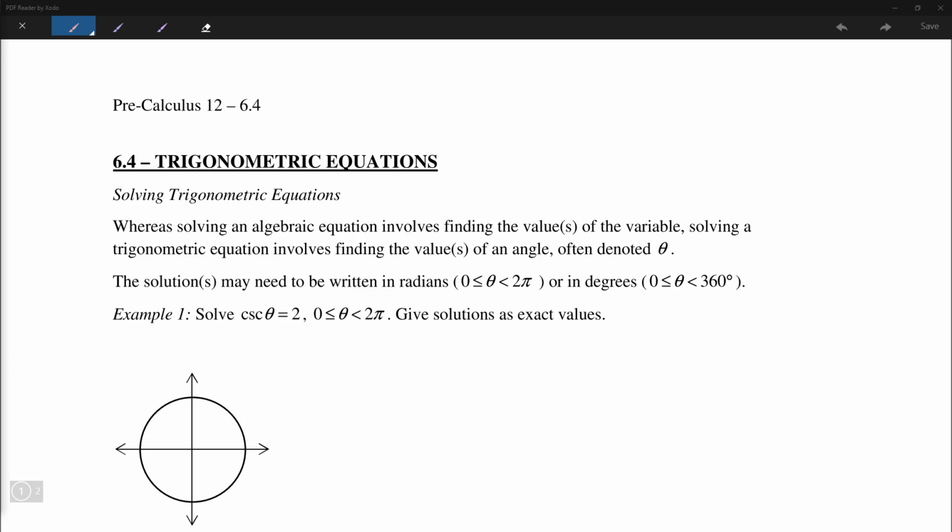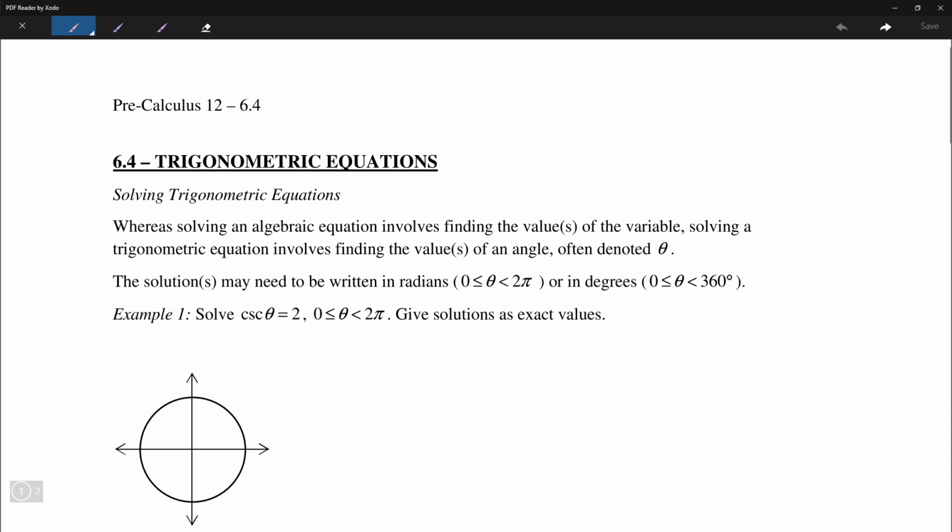So with trigonometric equations, we're usually looking for the value of an angle, usually denoted as theta. The solutions may need to be in radians or in degrees. That will usually be stated in the question itself. So let's look at example number 1. It says solve cosecant theta is equal to 2, where theta is between 0 and 2 pi. And it says to give the solution as exact values.